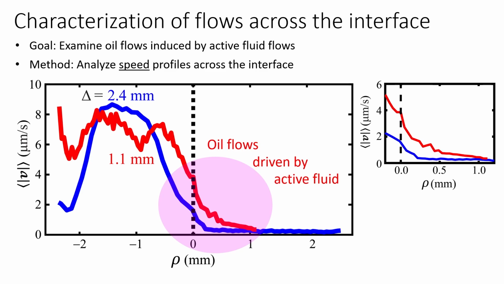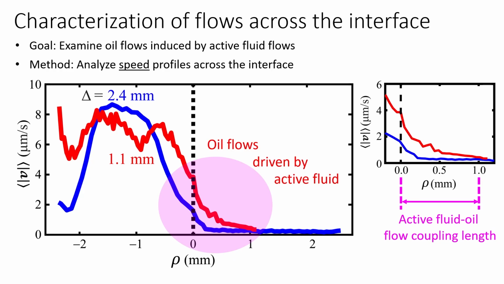Moreover, these oil flows died out quickly as we dove into the oil bulk, to a distance of approximately 1 millimeter, indicating a millimeter-scale flow coupling length between active fluid and oil. Here, we not only verified our hypothesis, but we also got a result that is consistent with our other independent measurement of circulation order parameter versus oil layer thickness, which also showed a millimeter-scale active fluid-oil coupling length.